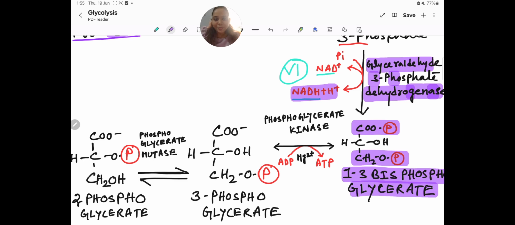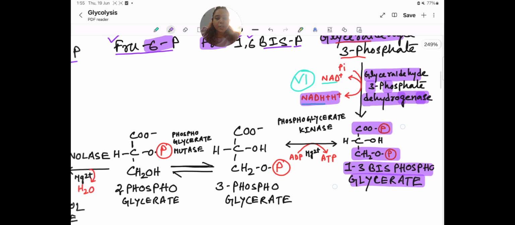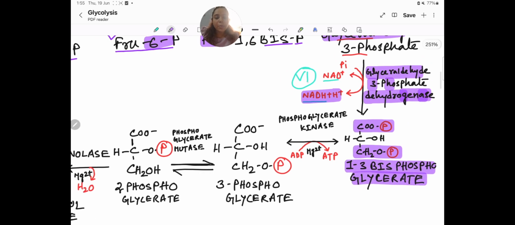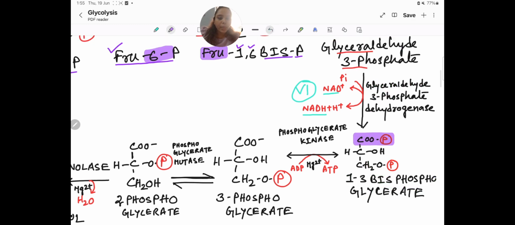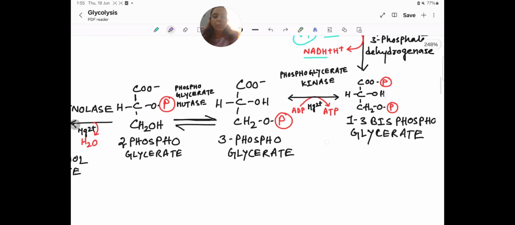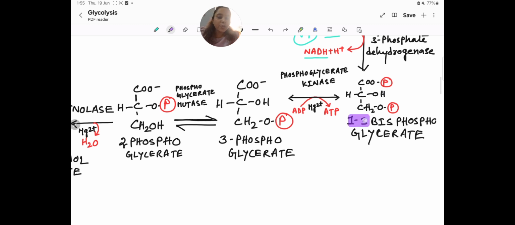In that step we generate NADH plus H plus, which is equal to generation of 3 ATP. Okay, so this is the 6th step where we convert glyceraldehyde 3-phosphate to 1,3-bisphosphoglycerate.